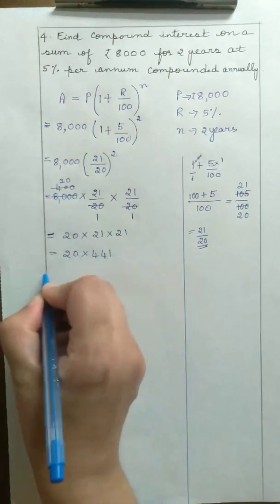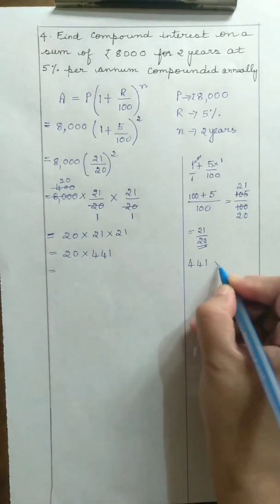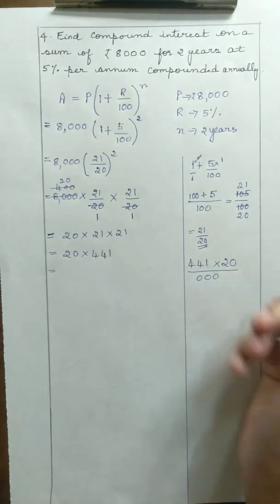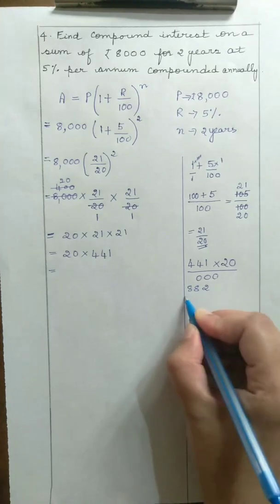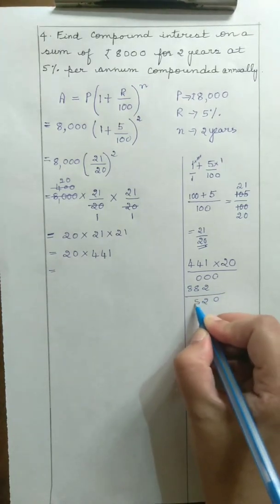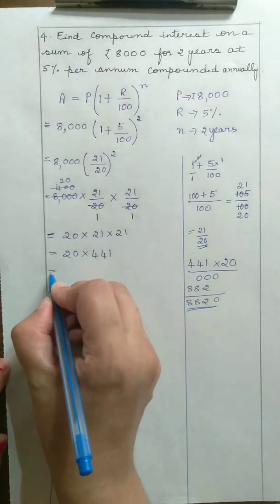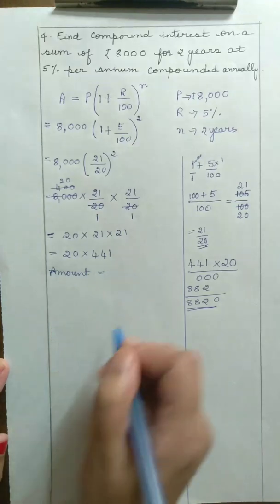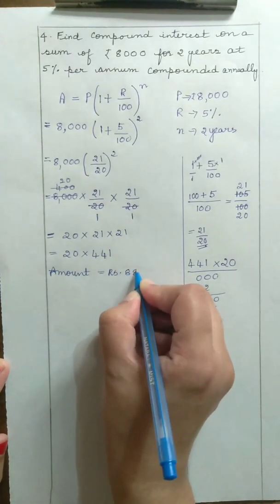So now when we multiply 441 into 20, 0 ones are 0, 0 fours are 0, again 0 fours are 0. 2 ones are 2, 2 fours are 8, 2 fours are 8. Therefore, the answer will be equal to 8820. Therefore, the amount will be equal to rupees 8820.